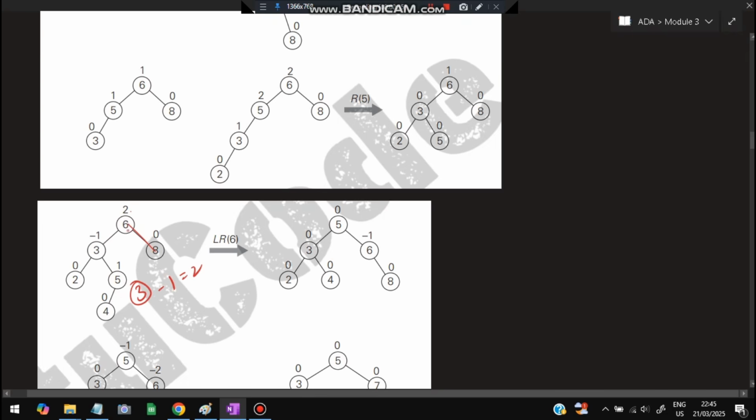So 3 is the height in here, and here the height is 1, so 3 minus 1 is 2. 2 is not allowed here. When it is not allowed, we have to check which operation we have to do. So in this case, the operation required is, first it is L and then it is R, right? We have to apply the LR operation. Applying the LR operation on this, I told you for LR we have to do two things.